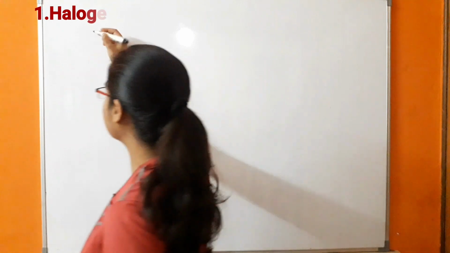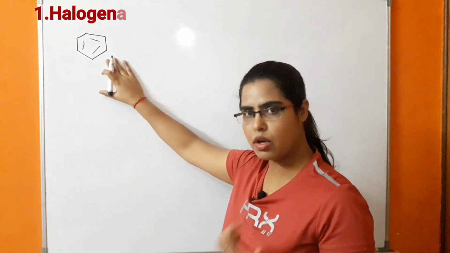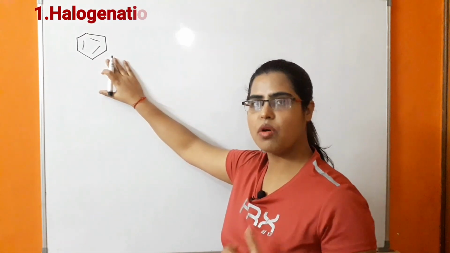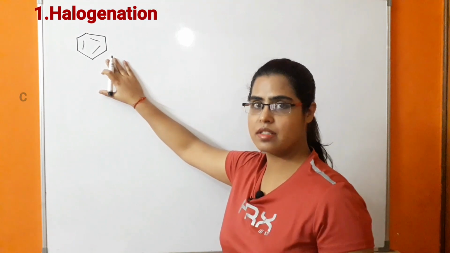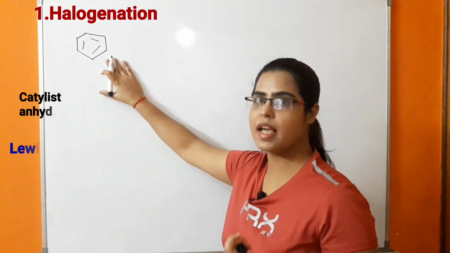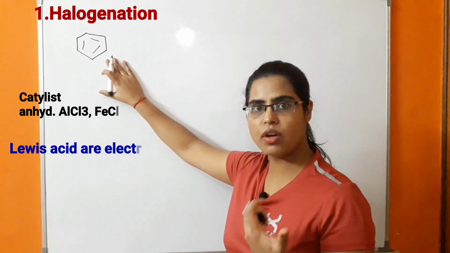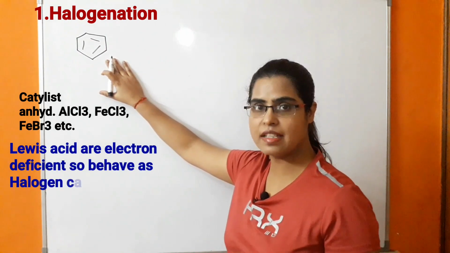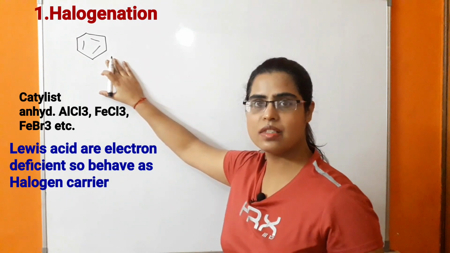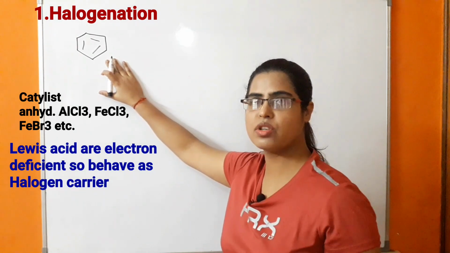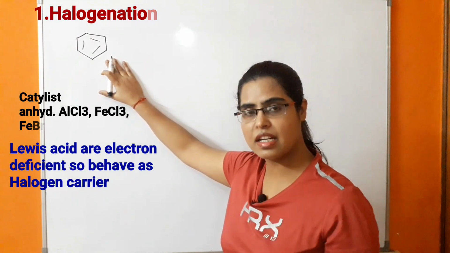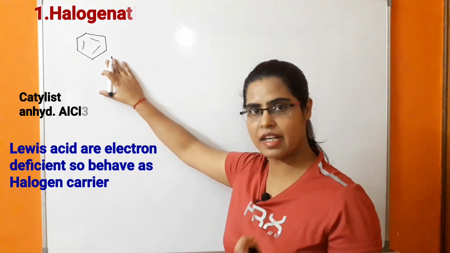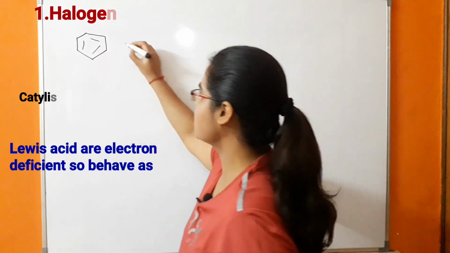In halogenation, this reaction takes place at low temperature in the presence of a halogen and a catalyst. This catalyst is a Lewis acid, which means it is electron deficient. Because of the electron deficiency of these catalysts, this reaction takes place. It means the substitution reaction in arenes is initiated with the help of the catalyst.